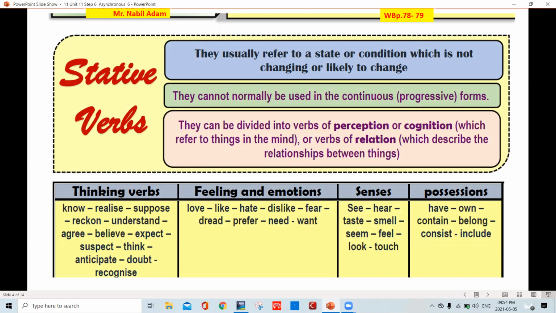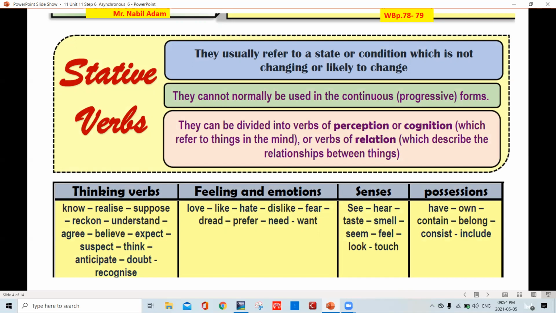And we have senses, verbs of sense: see, hear, taste, smell, seem, feel, look, touch. Look here doesn't mean to look at, look here means to seem. So look and seem are sense verbs. We don't use all of them in the continuous or progressive forms.